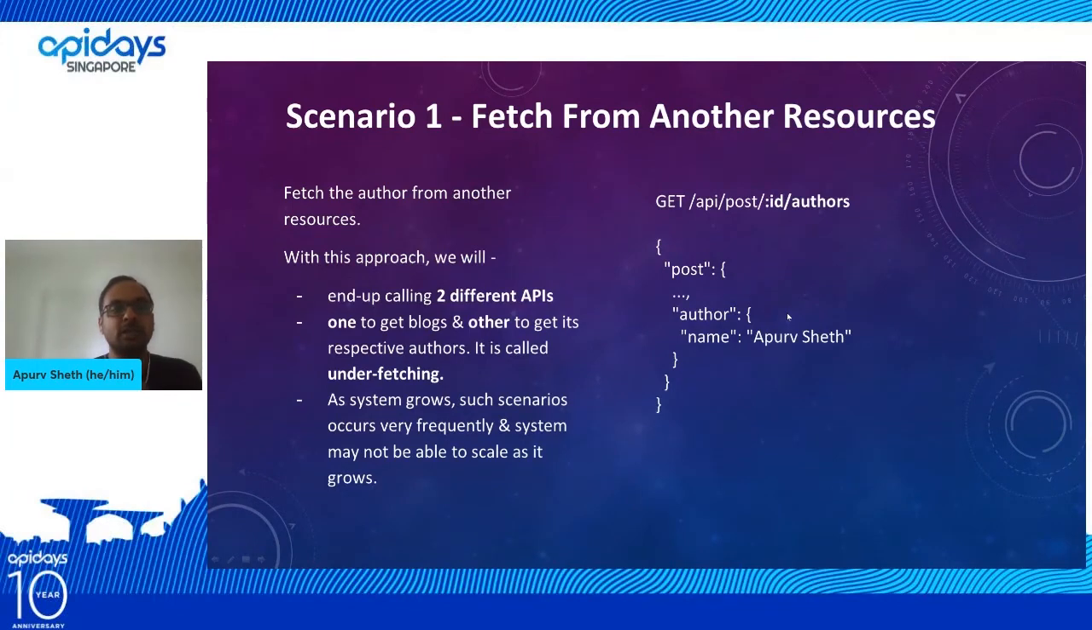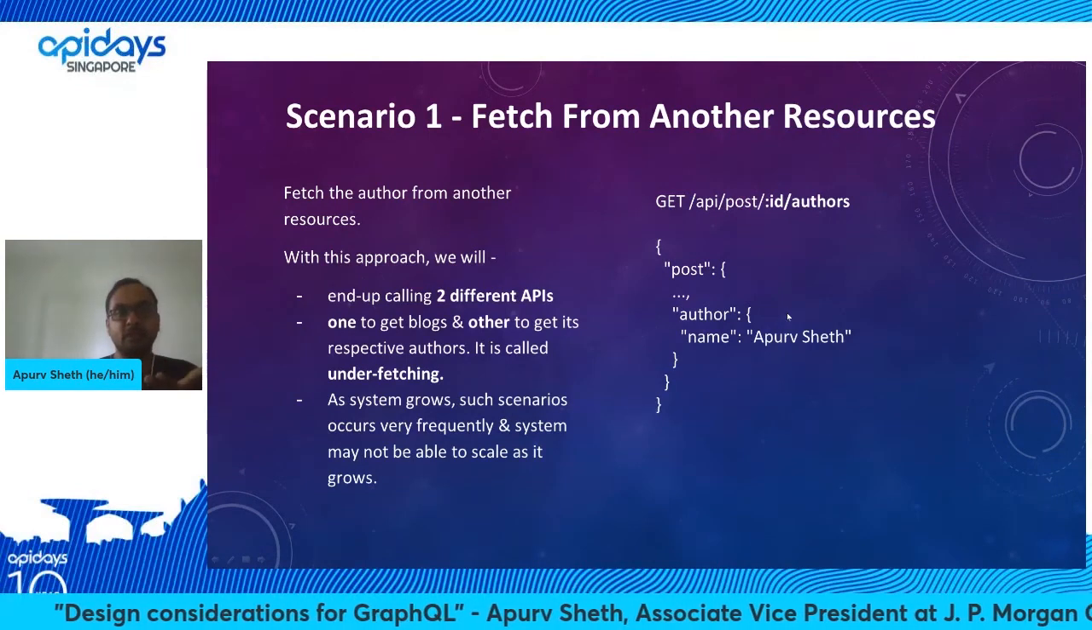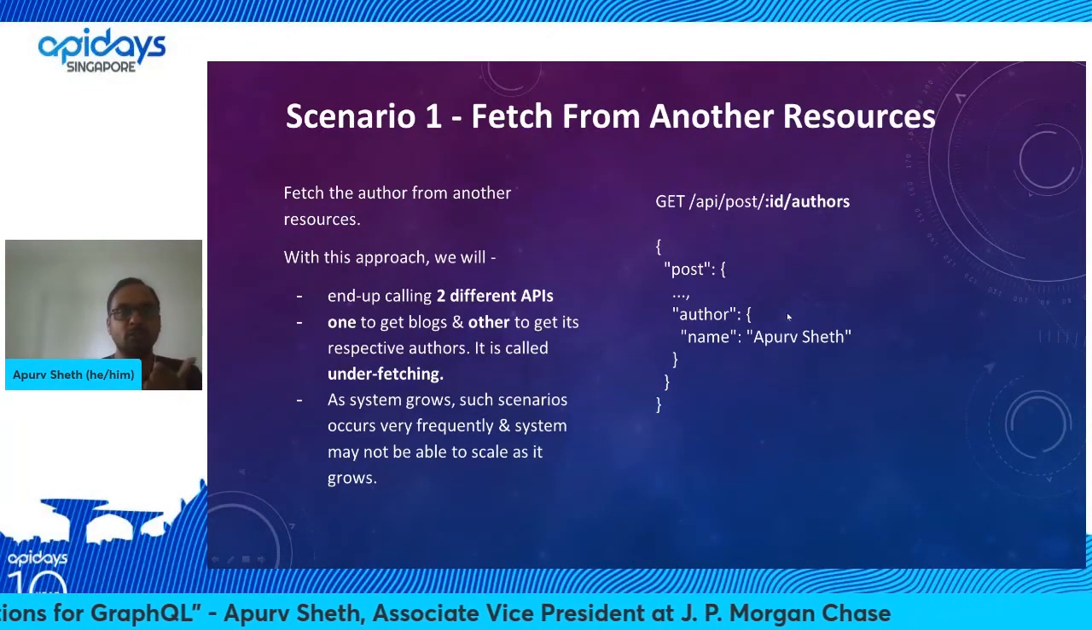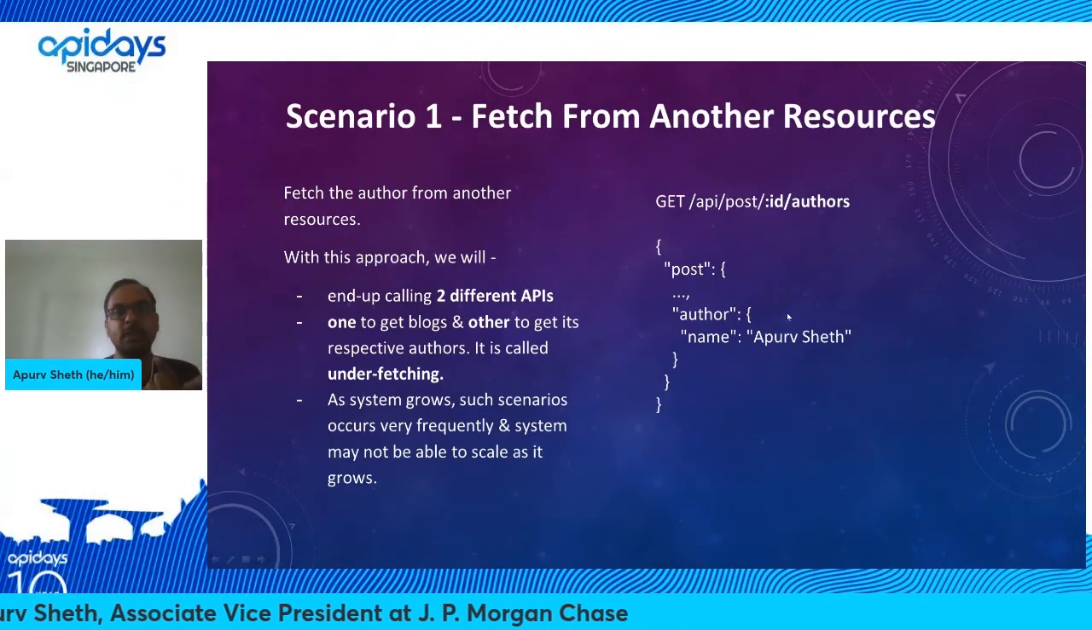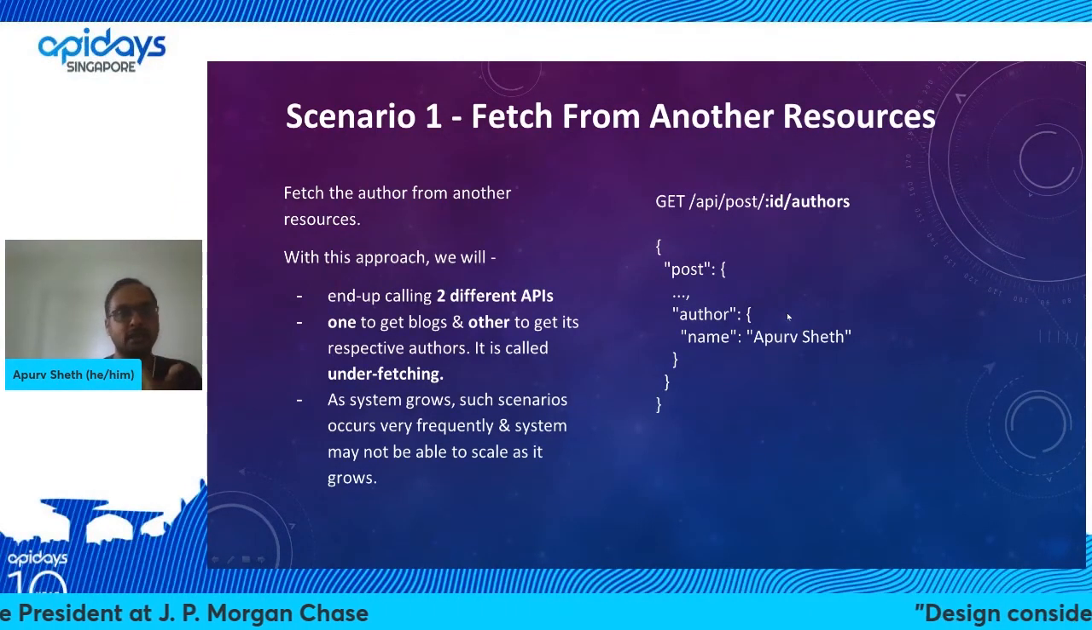Think about this: as the system grows, what will happen? For each endpoint like authors, there may be something else like publications, for example, if you want the publications along with the blog post. In the case of underfetching, we will end up having n number of REST endpoints for different requirements, which we may not be able to scale at large. So that is the one scenario where it results in an underfetching with the existing API, and we have to write a brand new REST endpoint.